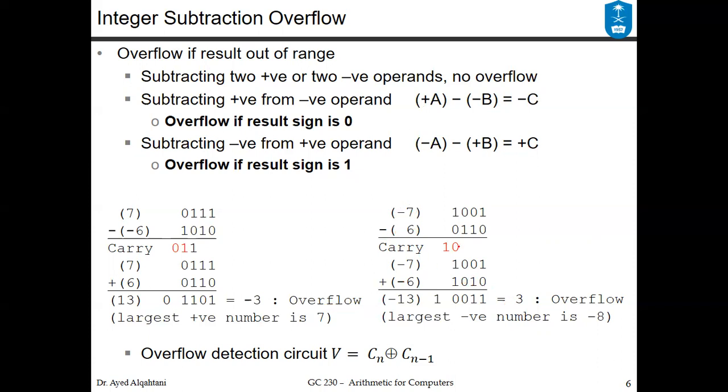And we notice the same thing again. The carries C4 and C3 are different from each other, which means that we can use the same overflow detection as the addition to also detect overflow in the subtraction. And this is good news. We can use the same circuit, which is a simple XOR gate between the carry out and the carry out of the previous stage. XOR them together, and you get the overflow detection bit.